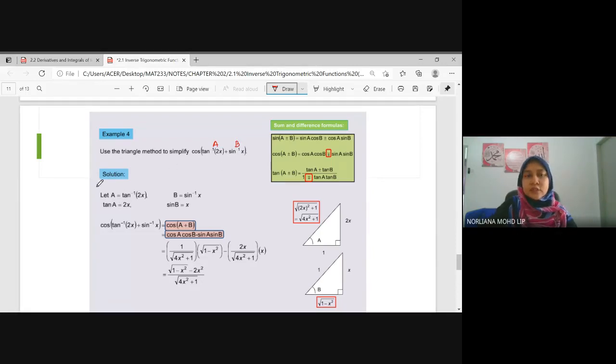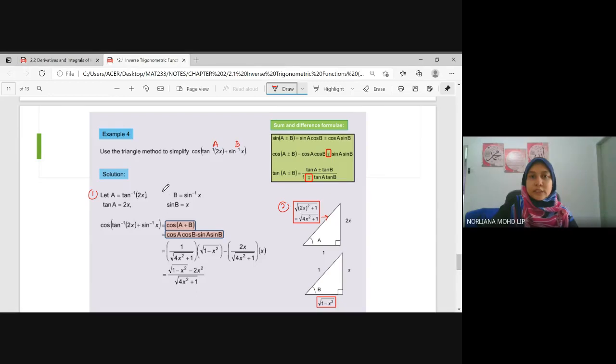First step, let A equal to tangent inverse 2x. Then tangent A equals 2x. Second, we draw the right angle triangle for A. Tangent is opposite over adjacent, 2x over 1. And then the hypotenuse is square root of 4x square plus 1. This is for the hypotenuse.